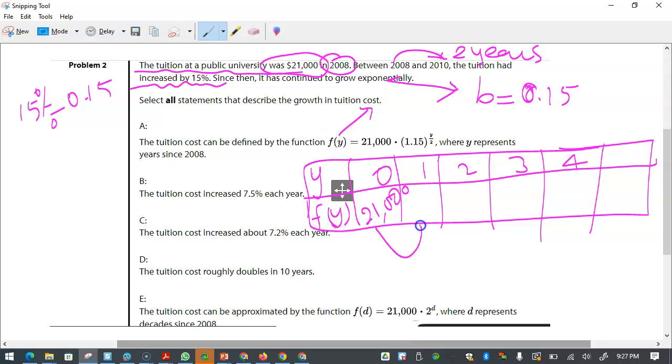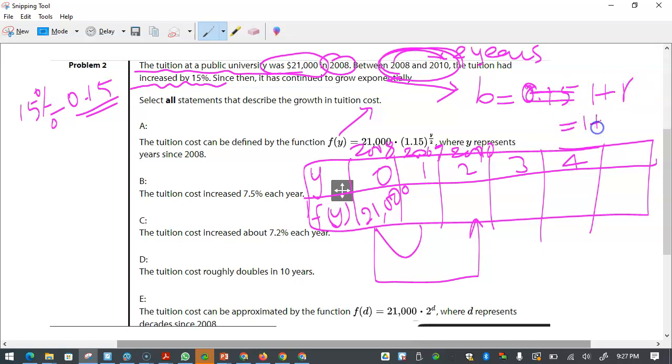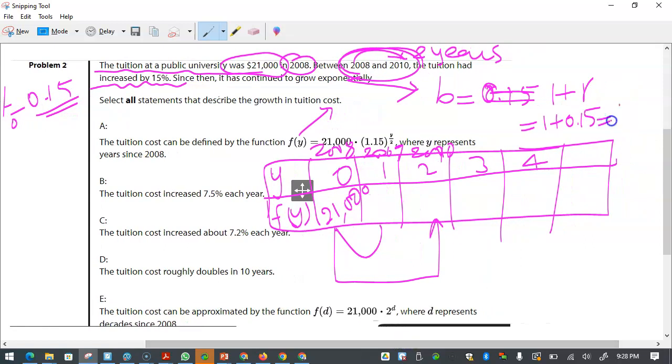Anyways, now in 2 years, it means from here to here, they gave you, because this is 2008, this is 2009, this is 2010. So in 2 years, it grows by 15%. So your B becomes, I'm sorry, this will be 1 plus the percent increase, which is 1 plus 0.15, and that will be 1.15. So this B, which is right here, will be 1.15.